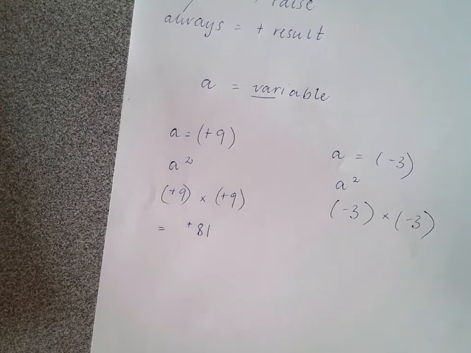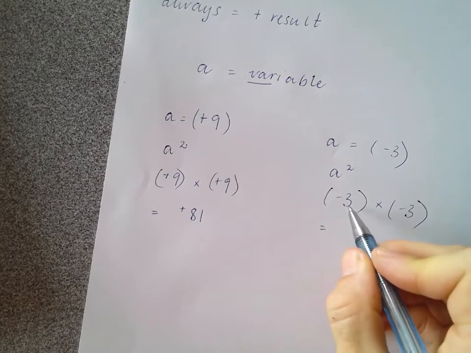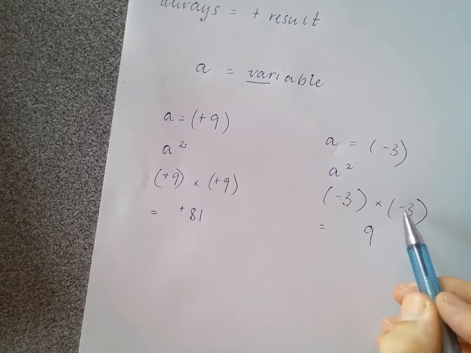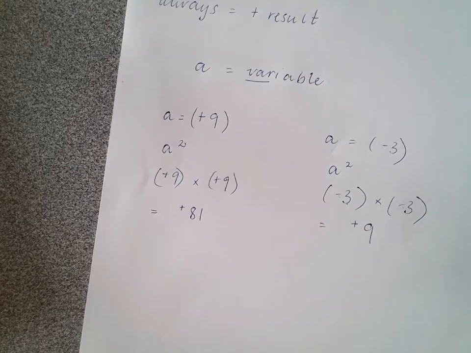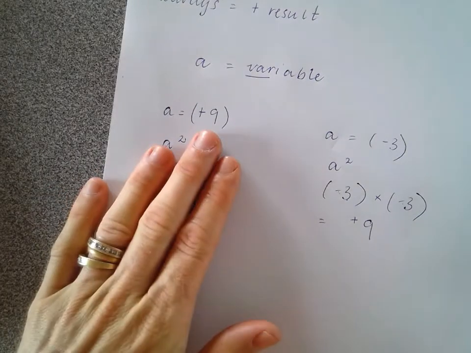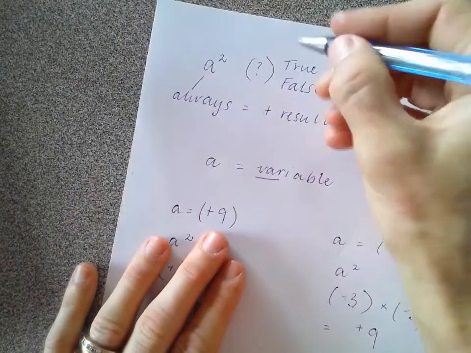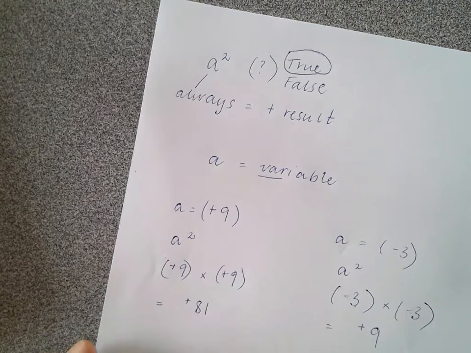timesing it by itself is squaring. We know that 3 times 3 is 9 is our digit, and we have two of the same symbols, so it is a positive 9 as an answer. So whether we have A as a positive number or A as a negative number, our answer is going to be true. A squared will always give a positive result.